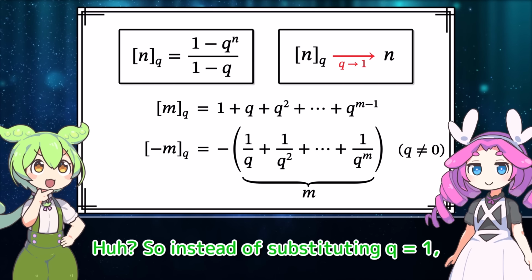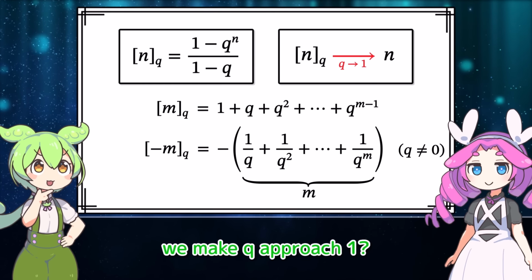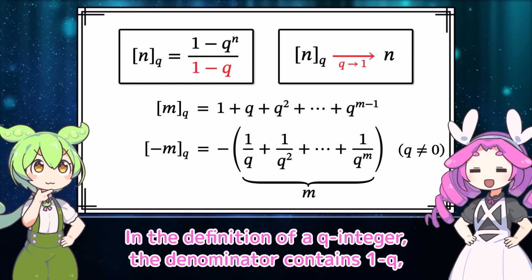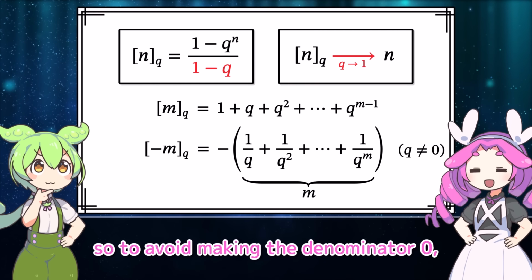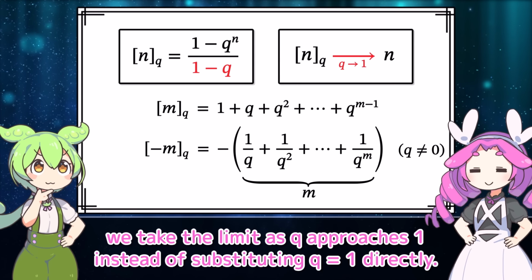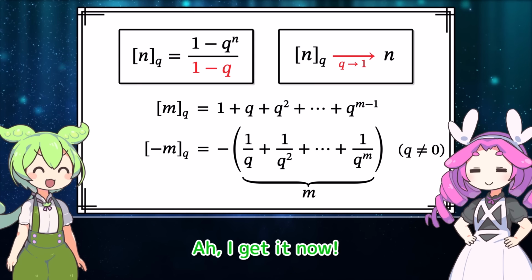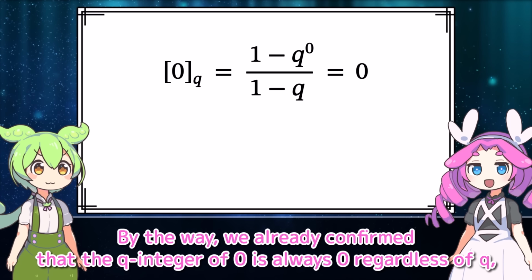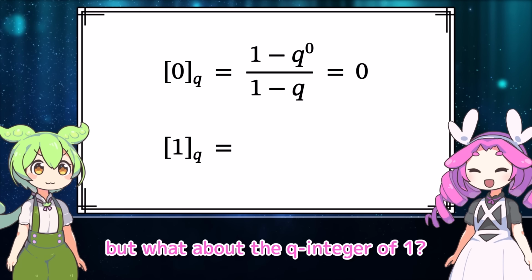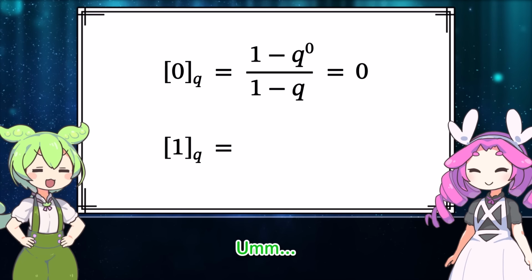Huh? So instead of substituting q equals 1, we make q approach 1? In the definition of a q integer, the denominator contains 1 minus q. So to avoid making the denominator 0, we take the limit as q approaches 1 instead of substituting q equals 1 directly. Aha, I get it now. By the way, we already confirmed that the q integer of 0 is always 0 regardless of q. But what about the q integer of 1?